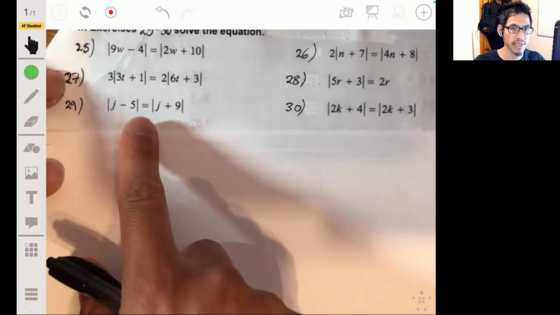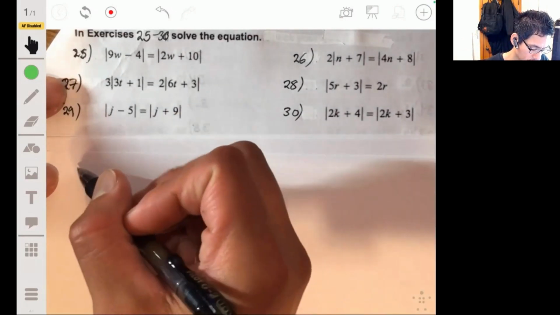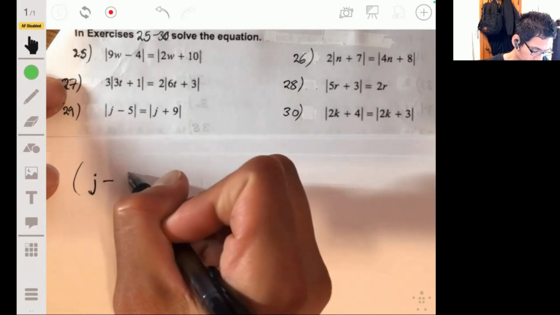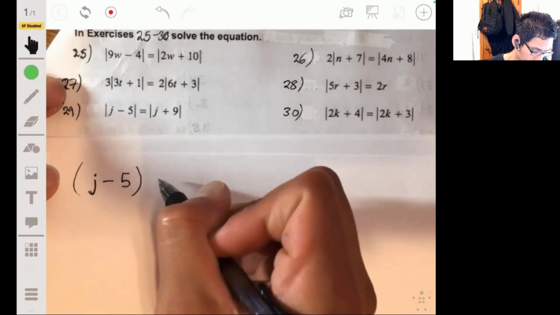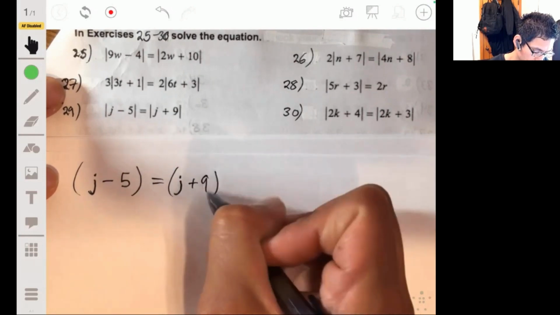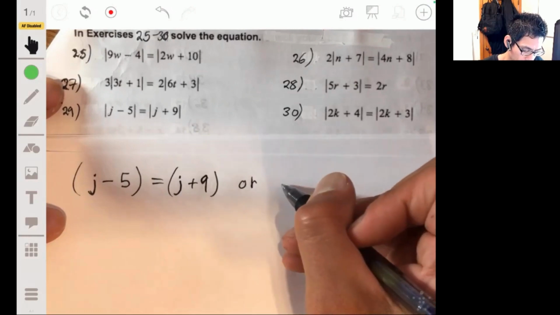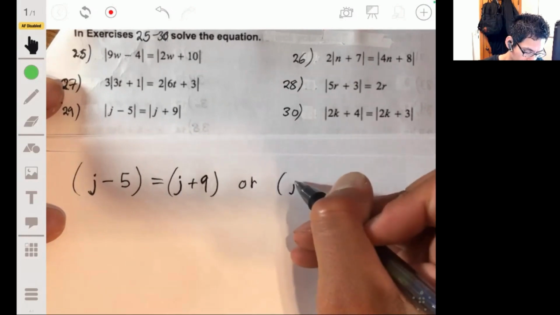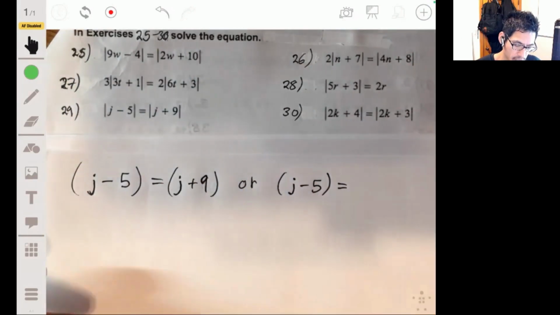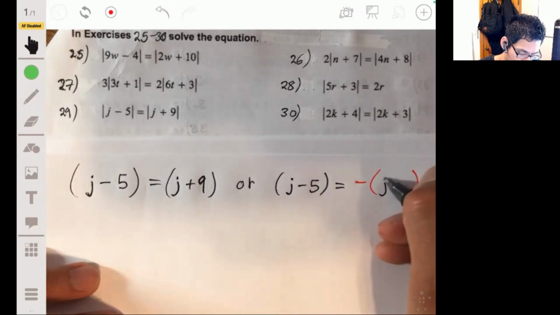Okay, it's 2 more of these guys. 29. Let's go. Remove the absolute value signs. J minus 5 equals J plus 9. Or J minus 5 equals negative 1 times J plus 9.